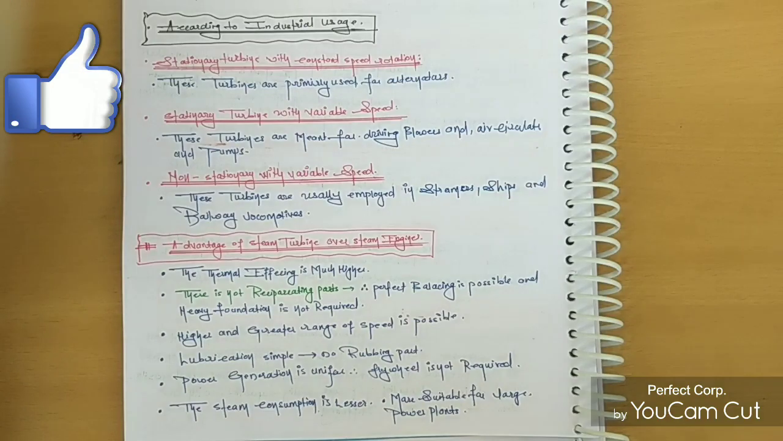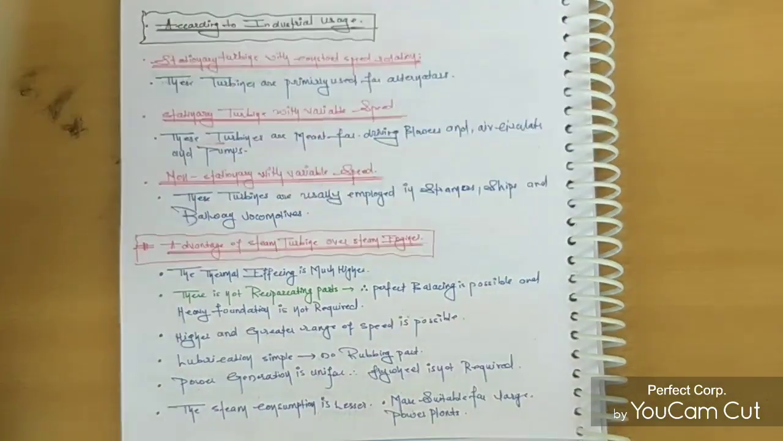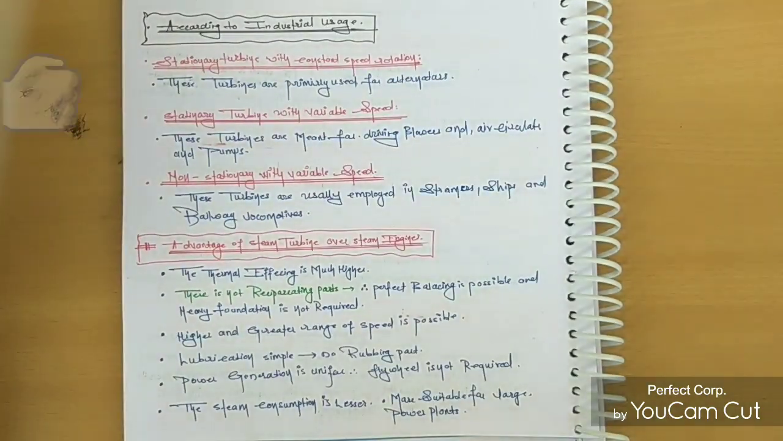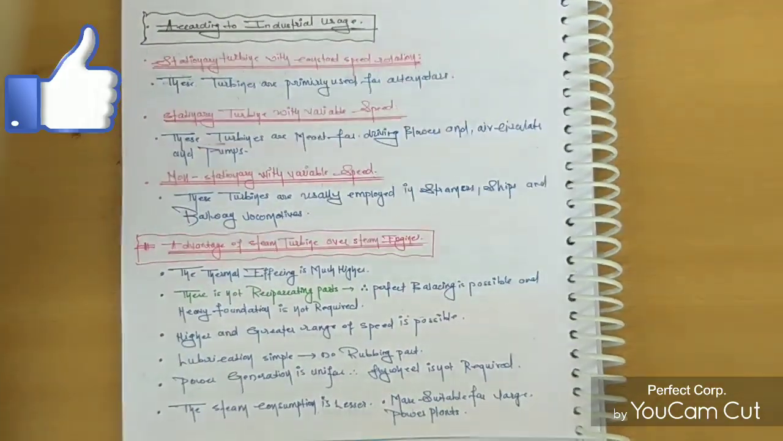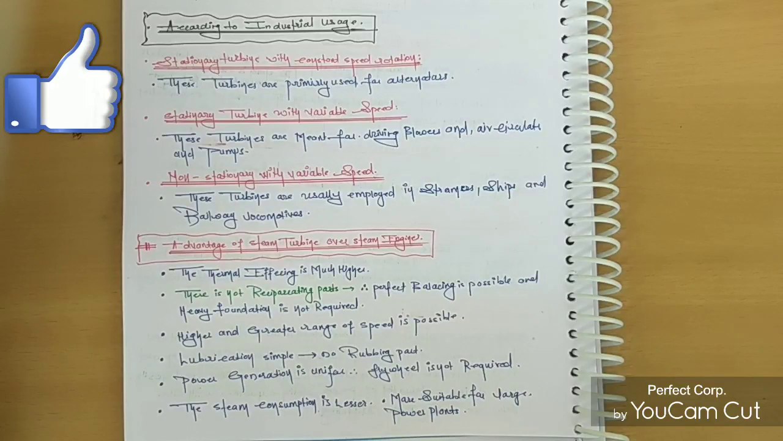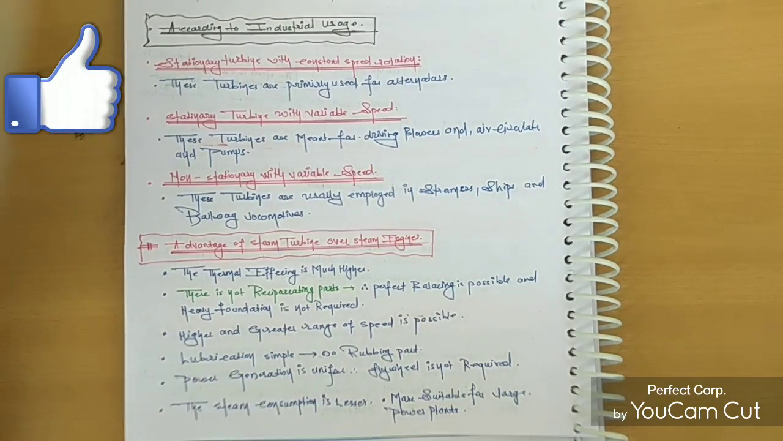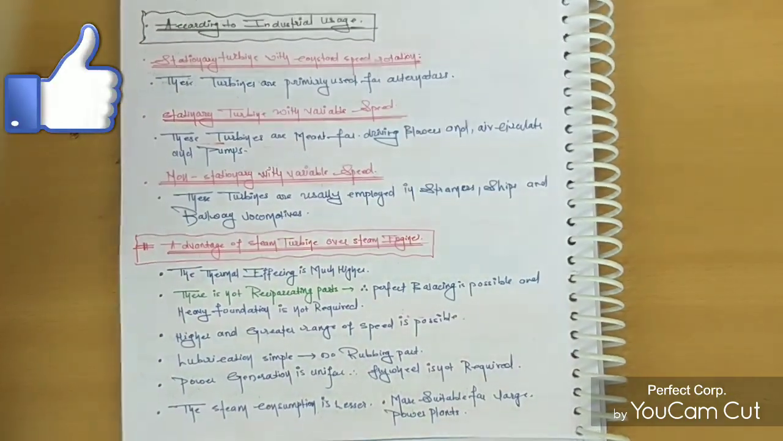Okay, and the fourth one is that lubrication is simple, because there are no reciprocating parts here, and that's why we do not need much lubrication. A simple bearing is used for the shaft, which supports the shaft, and the unbalanced forces are handled by this bearing.